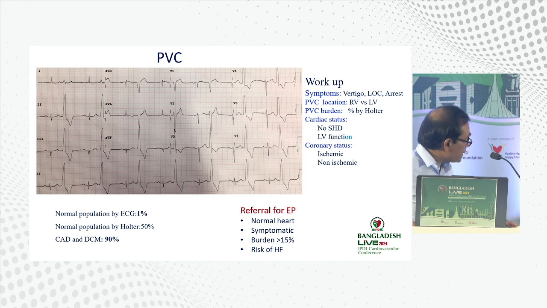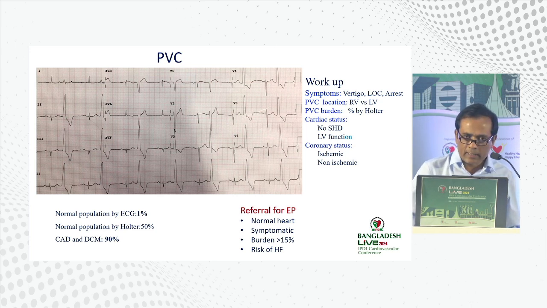Explain the symptoms, whether palpitation, vertigo, loss of consciousness, or cardiac arrest the patient had. PVC localization: only leads V1, V2, V3 and aVF can give the answer, that is left-sided or right-sided, apical versus basal. These are the basic approaches. Then the PVC burden, which can be detected by Holter, that is 1%, 2%, 20%, 30% like this, per 24 hours. Then the cardiac status, whether the patient has structural heart disease or not, and the coronary status, whether ischemic or non-ischemic. This is the initial evaluation that should be done.